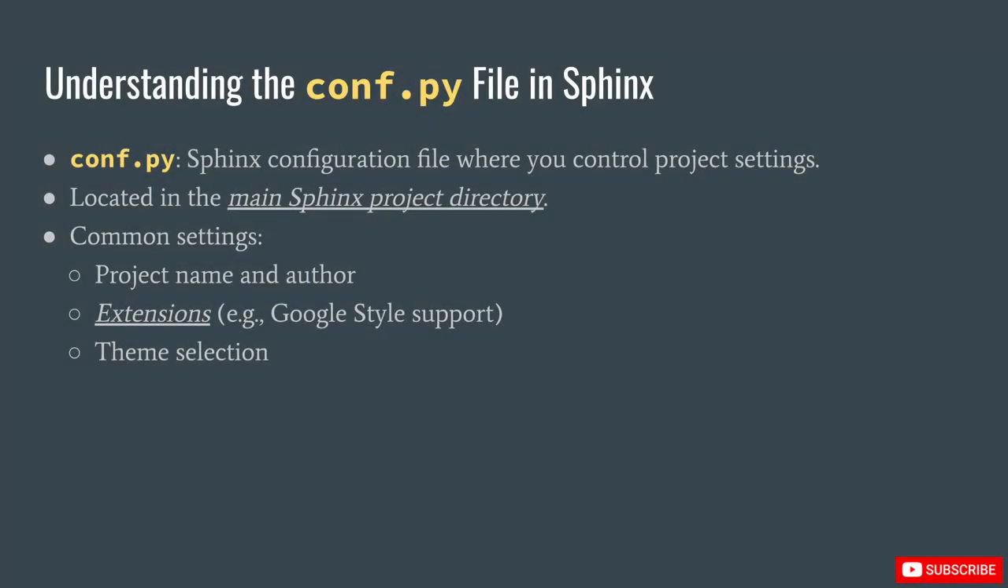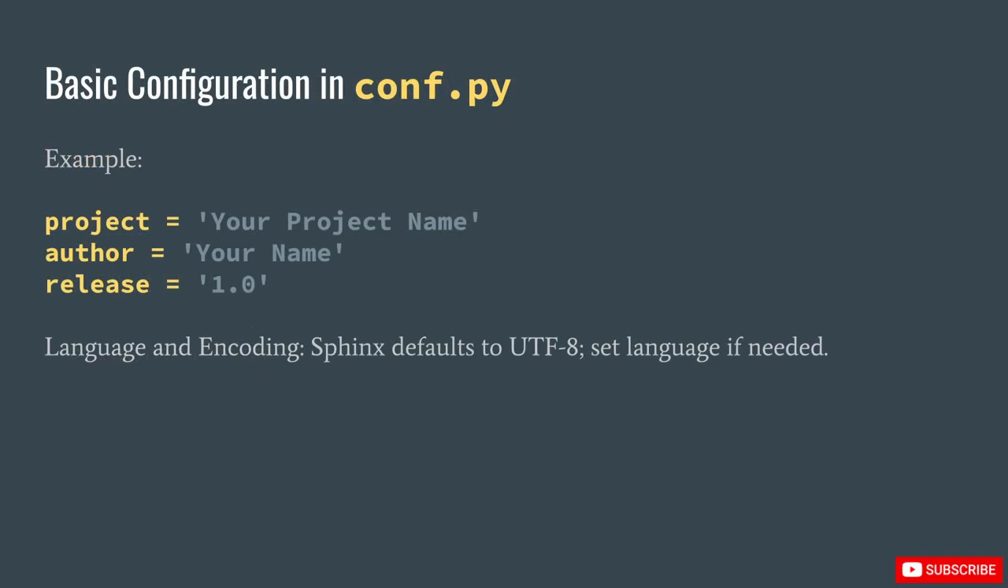The config file in Sphinx is where you control your project settings. It's located in the main Sphinx project directory and holds various configuration options. Some common settings include the project name and author, extensions like Google-style docstring support, and the theme selection for your documentation. Here is a simple example of how the beginning of a config file could look like. Also note that Sphinx defaults to UTF-8 encoding, but you can specify the language of your documentation if needed by adjusting the language setting in the file.